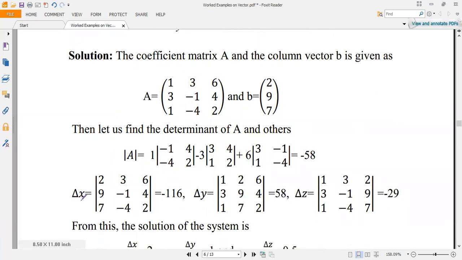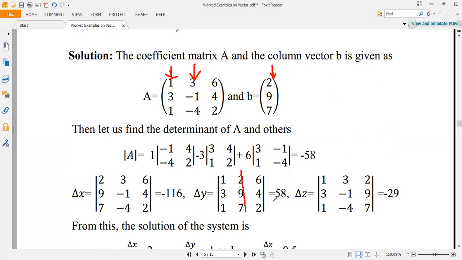Then the change in x is a determinant obtained by replacing the first column of the coefficient matrix by the column vector B, and the determinant will be minus 160. The change in y is obtained by replacing the second column of the coefficient matrix by this column vector B, which is 297 here.